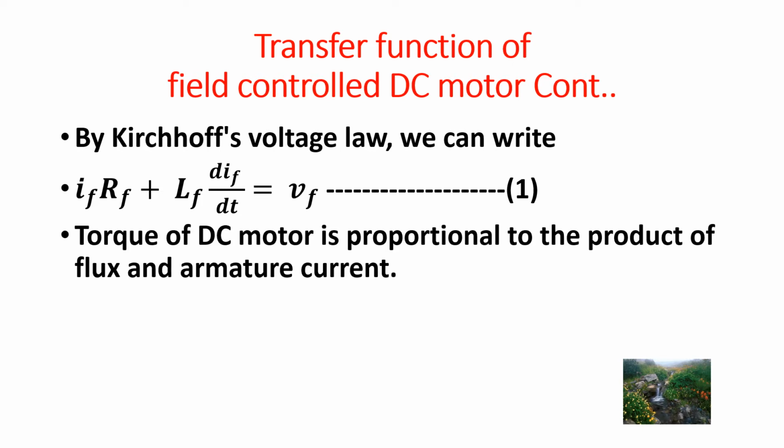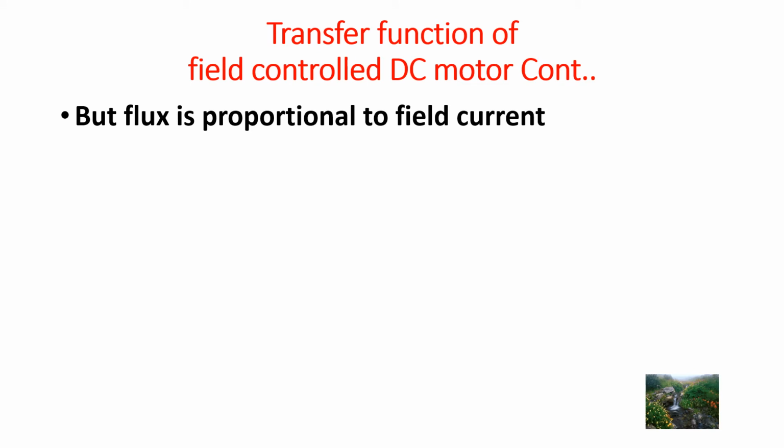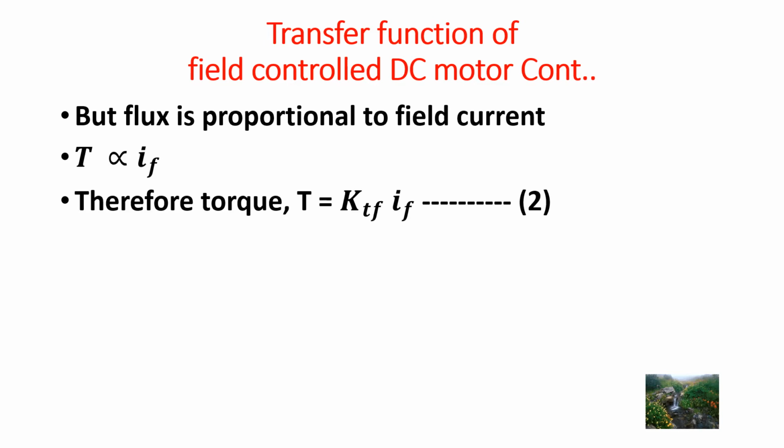Torque of the DC motor is proportional to the product of flux and armature current. Since armature current is constant in the system, the torque is proportional to the flux alone. But flux is proportional to the field current, so T is directly proportional to I_f. That is, the torque is directly proportional to the field current I_f. Therefore, T is equal to K_tf I_f. Consider this as equation 2, where K_tf is the torque constant.